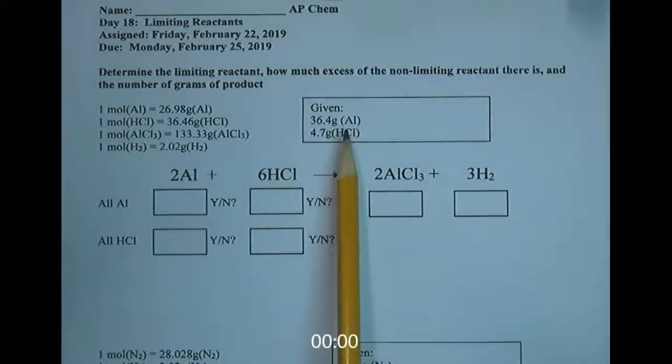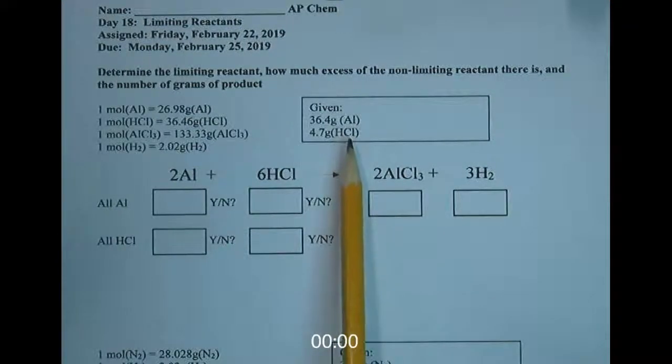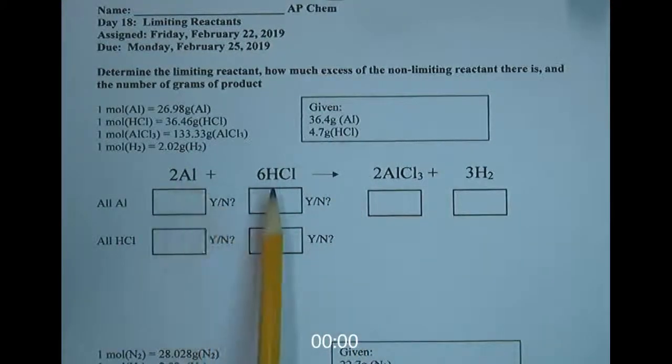Now be sure, if this correction is not made on the sheet that you have, that it's corrected. I may have had the wrong elements here, but it should be aluminum and hydrochloric acid. All we're interested in are the reactants, not the products over here.